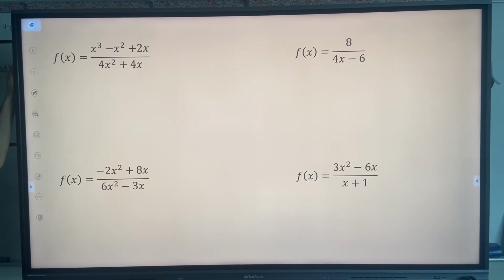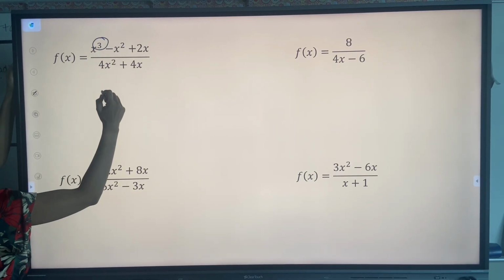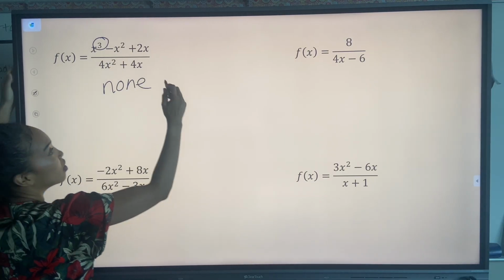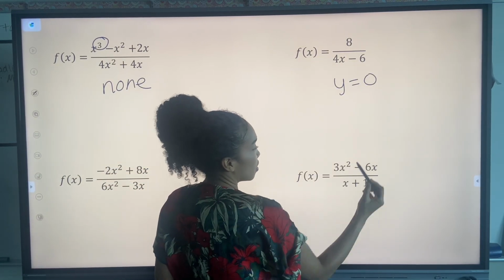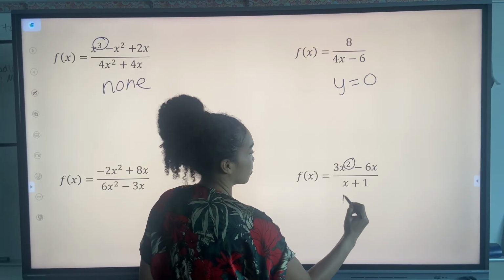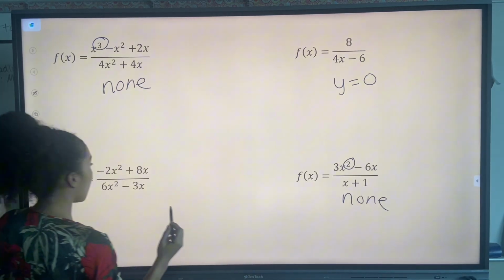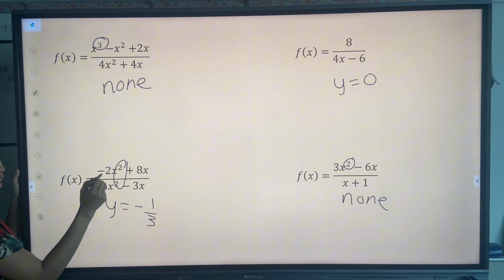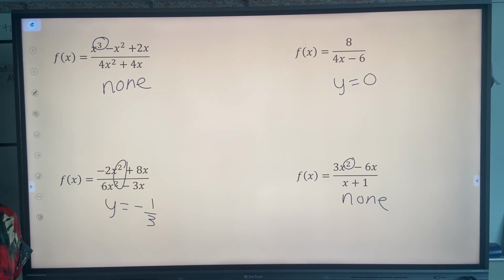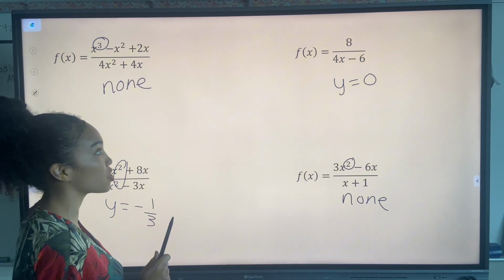Nice. Okay, this one's big on top. What is it? None. This one's big on the bottom. What is it? 0. This one's big on top. None. Nice. And these are the same. What is it? Negative 1/3. Perfect, because you divided it and you simplified your fractions. You always simplify your fractions.